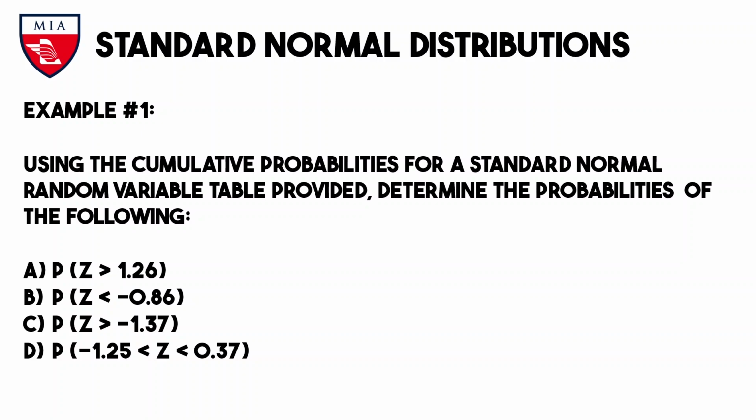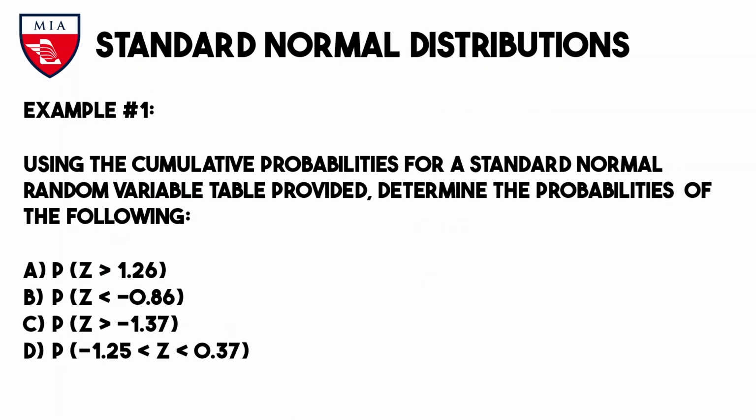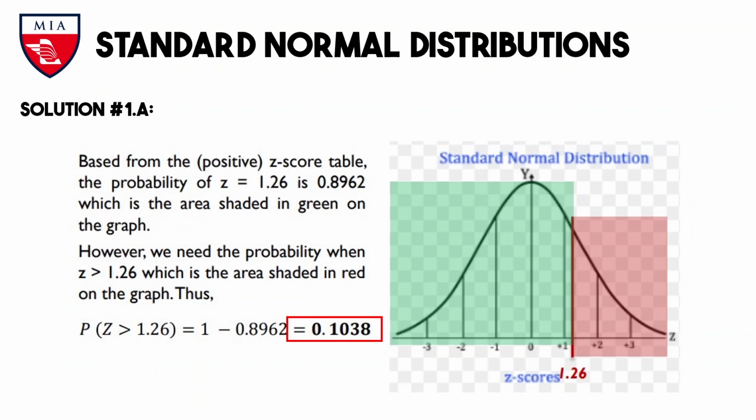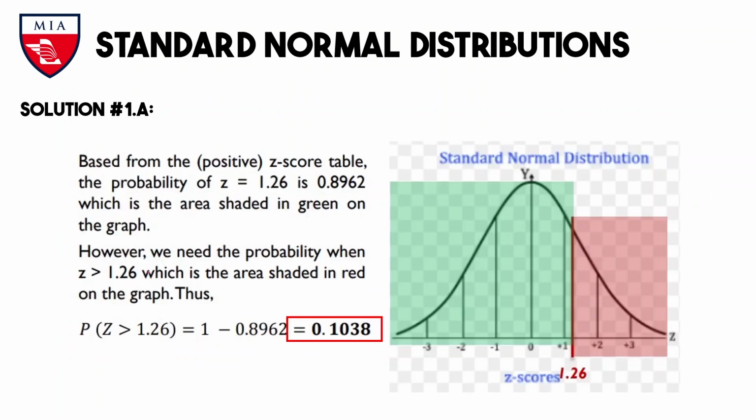Like I said earlier, we will solve this problem in two ways. The first is the traditional one, wherein we will search for the values based on the table given. The second method is to solve this problem using the calculator techniques that I will show later on. For solution A, we need to find the probability of Z greater than 1.26, which is the area shaded in red on the graph.